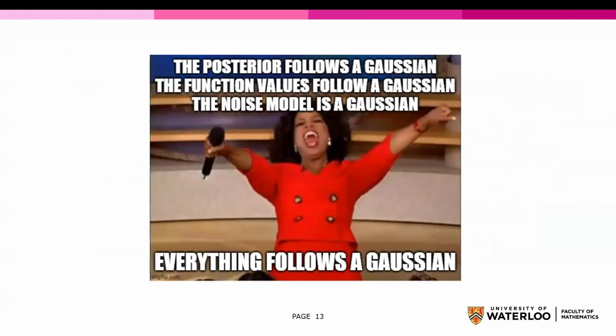So we talked a lot about Gaussians today. The posterior follows a Gaussian, function values follow a Gaussian, and our noise model was also a Gaussian. We haven't said much yet about the kernel itself. Do we have a choice there? Does that also need to be a Gaussian?